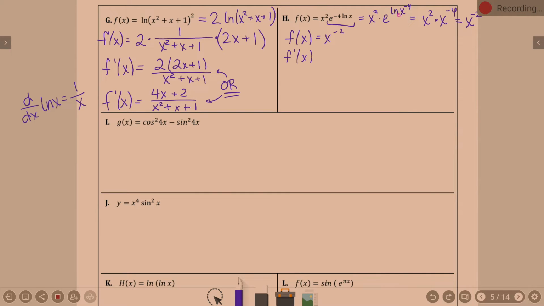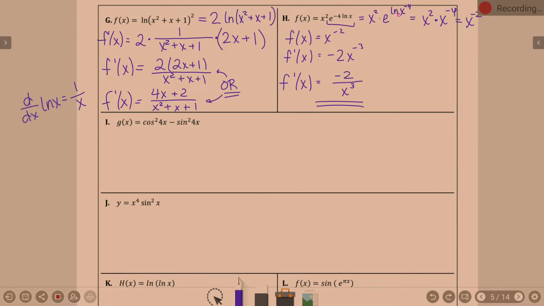So we're ready to do the derivative. What is the derivative of x to the negative 2? Negative 2x to the negative 3, better written as negative 2 over x to the 3rd. So that is what happens when you have a power where the log is in the exponent. If the base of the power and the base of the log match, it's equal to whatever is in the log.